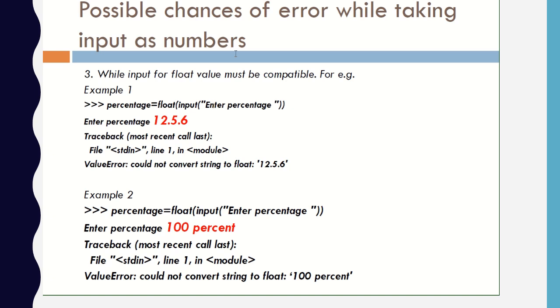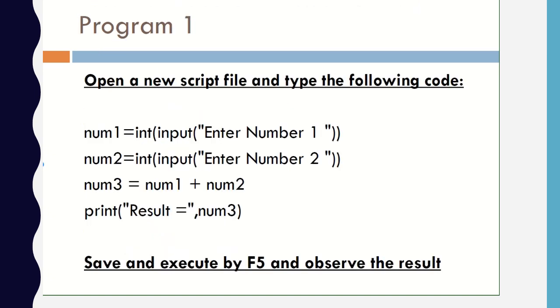Next is the program. I'm writing one program for adding: num1 int, meaning integer type I want to enter, so input enter number 1, then num2. Num2 is my identifier where I want number 2 to be entered. In number 3 I'm giving the command that number 1 and number 2 should be added, and then print result comma number 3. You should remember the format of how I'm writing it here. After saving, you have to run your program.